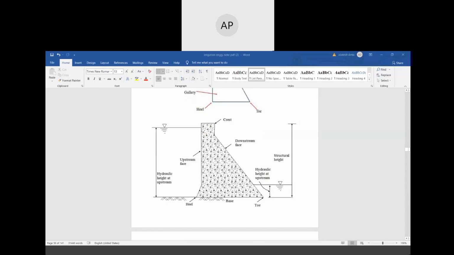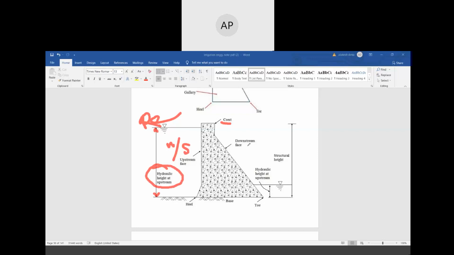Here is a cross section of a concrete gravity dam. This portion is the crest. This is the upstream face. Upstream is always written as US. That means this is the reservoir. Next, the hydraulic height of a dam is the height from the base to the water level at the upstream side.